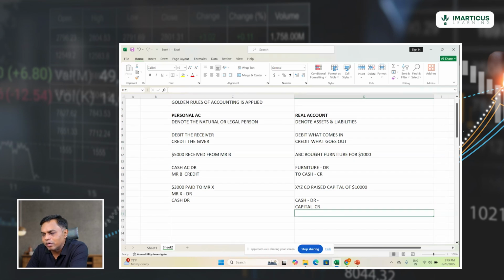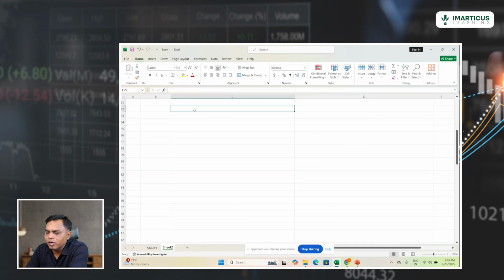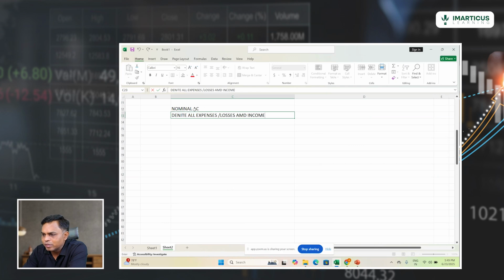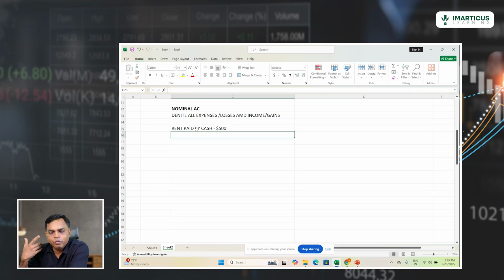The third rule which needs to be followed is for nominal accounts. Now nominal accounts denote all expenses or losses and incomes or gains. So nominal account is used to record all the expenses or losses and incomes and gains. Now let's say, for example, rent paid. Let's say rent paid by cash, for $500. Now how do you record this one?